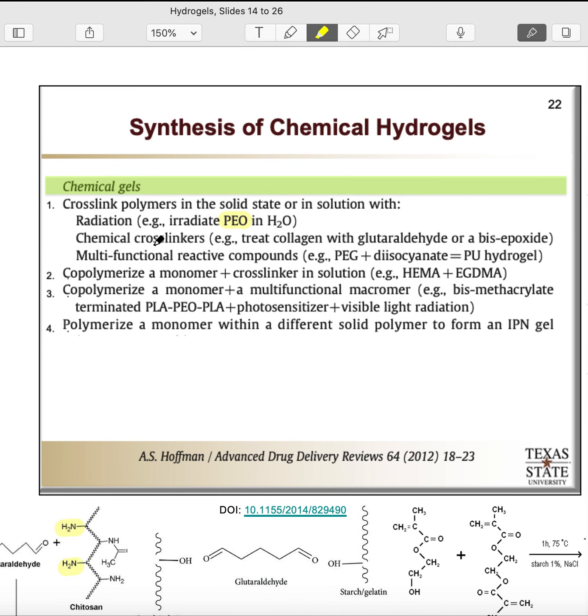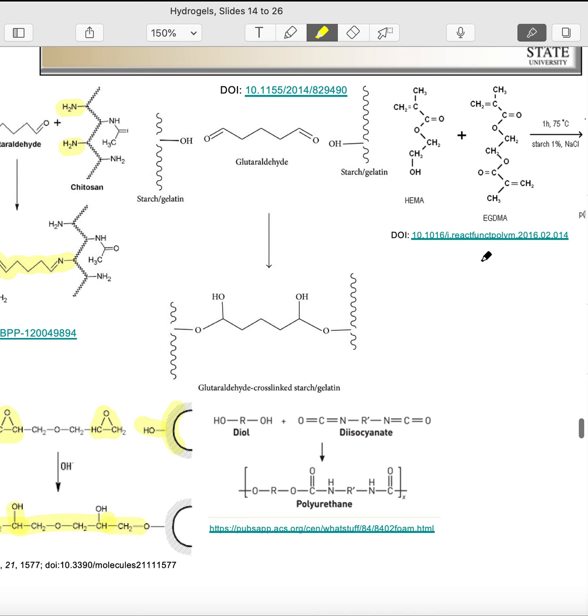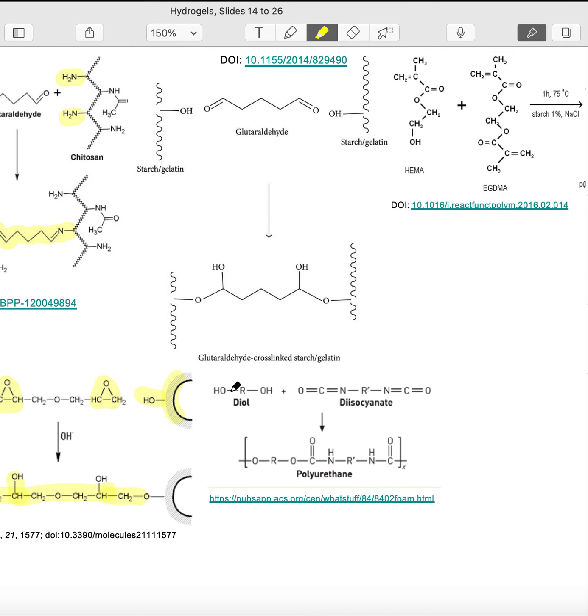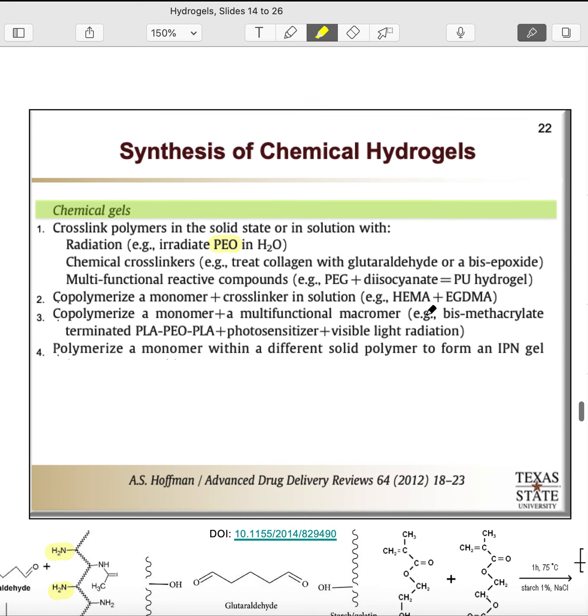All right. Similarly, we could utilize multifunctional reactive compounds such as polyethylene glycol, which is a molecule that has 2 hydroxyl groups, together with diisocyanate to form a polyurethane, and I have that somewhere here. This is a diol molecule. Assume that it is polyethylene glycol, for example, and this reacts with a molecule that has 2 isocyanates in order to form a polyurethane system.